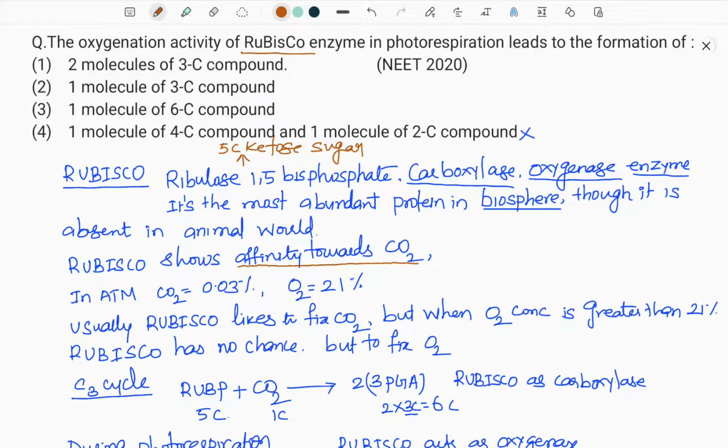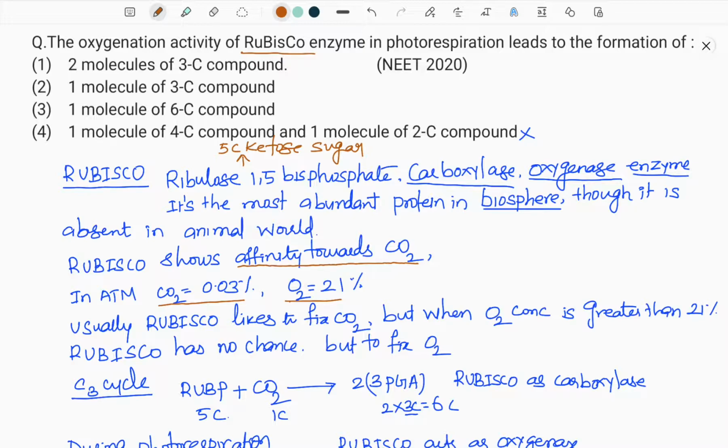When oxygen content is more in the atmosphere and CO2 content is less, that is, the relative concentration of CO2 and O2 determines the binding of oxygen to the Rubisco enzyme, right? Generally in the atmosphere, oxygen is 21 percent and carbon dioxide is 0.03 percent. But when CO2 becomes less than 0.03 and O2 becomes more than 21 percent, then Rubisco has no option but to fix oxygen.